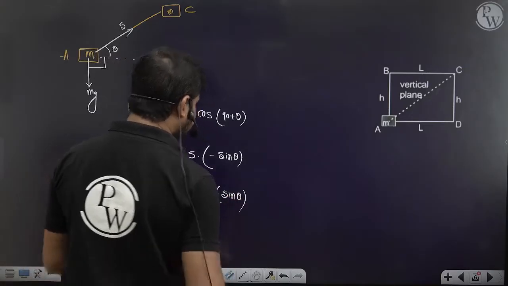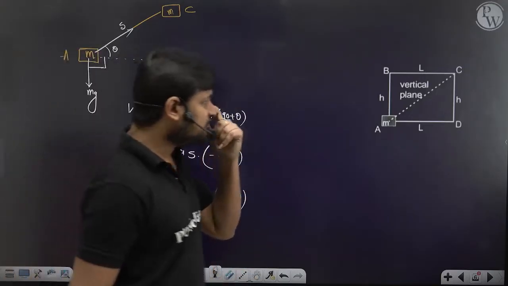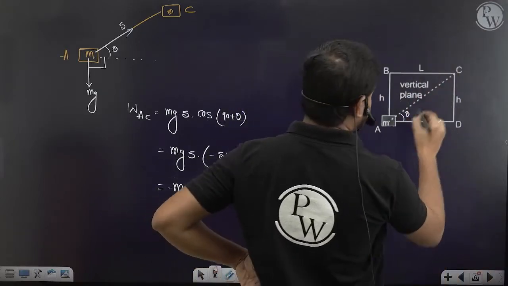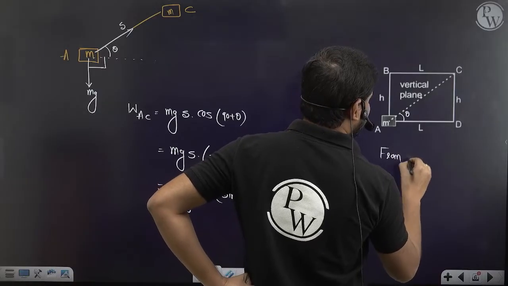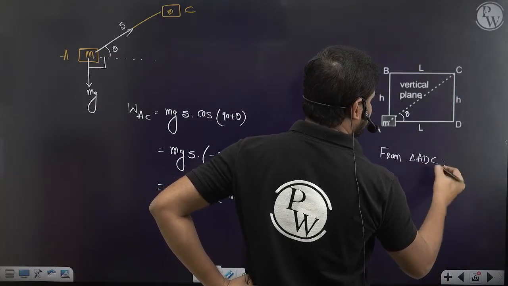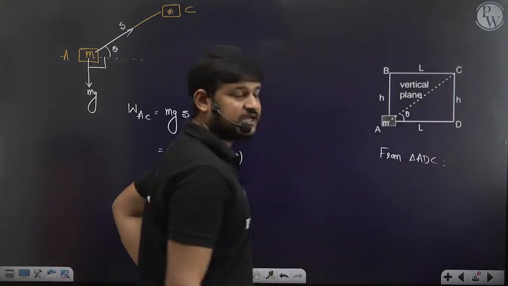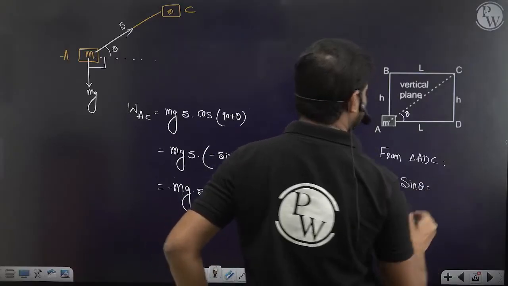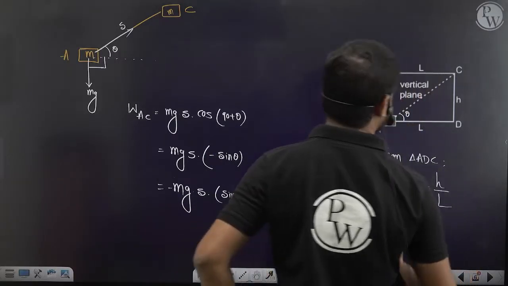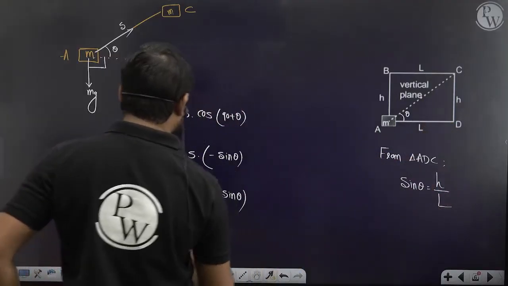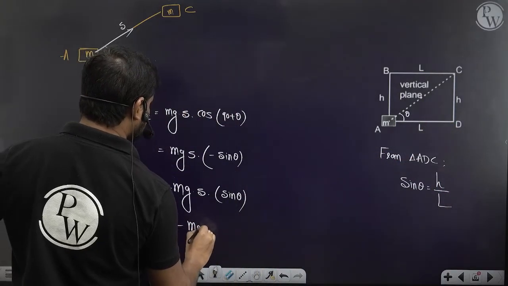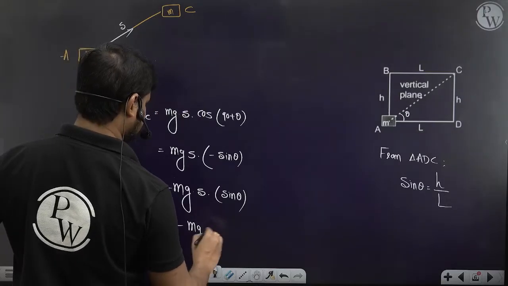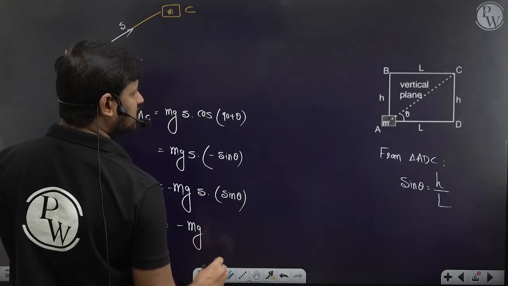So now let me do some mathematics part here. Let this angle we consider as theta, right? So now from this triangle, from triangle ADC, I am taking sin theta is equal to h by L.